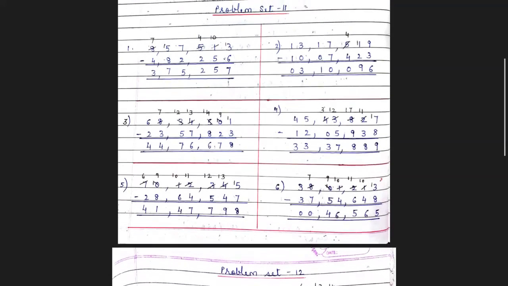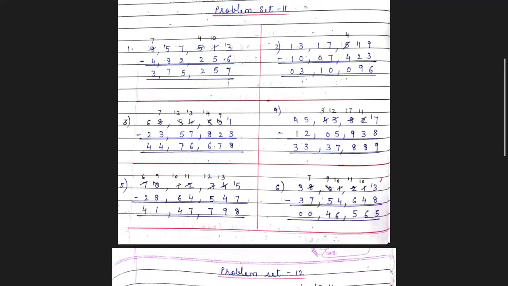70,12,345 minus 28,64,547. When I subtract, beginning from the units place, 5 minus 7 not possible, so borrow. 15 minus 7 is 8. 4 has become 3. 3 minus 4 not possible, borrows. 13 minus 4, 9. 3 has become 2.